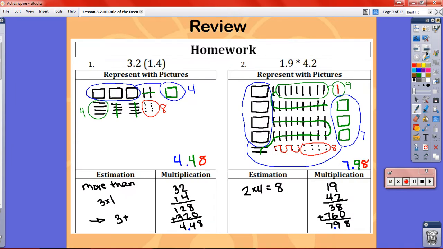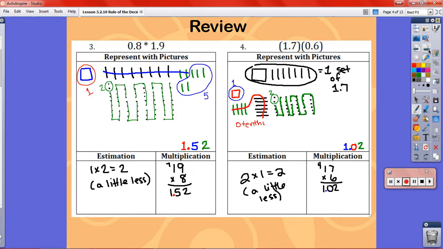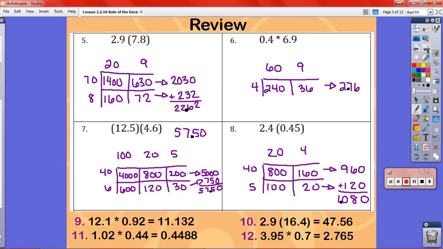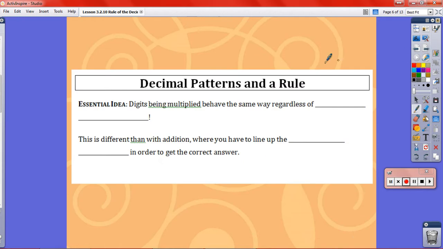This is the homework review. I'm just going to flash through it quickly, because you can always pause the video and take a closer look. Okay, just to check your work. And on to the lesson.